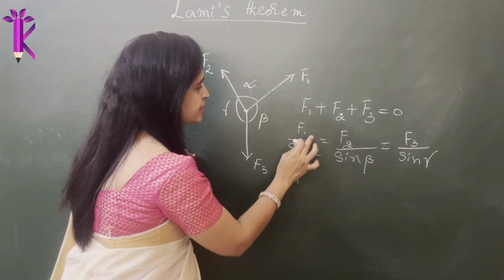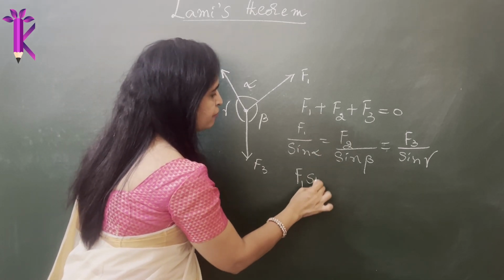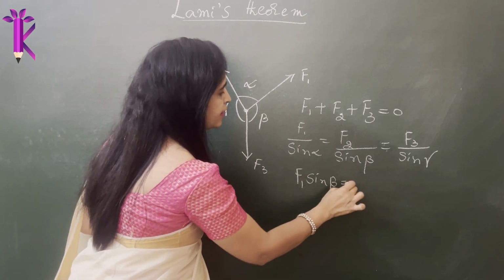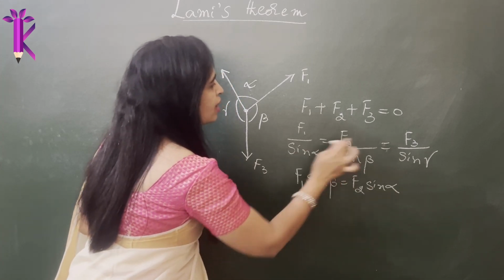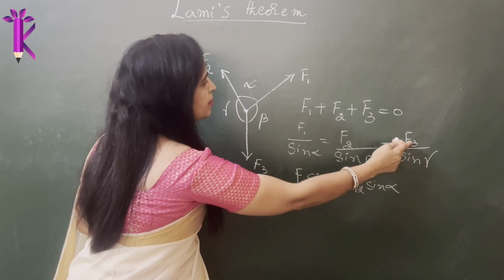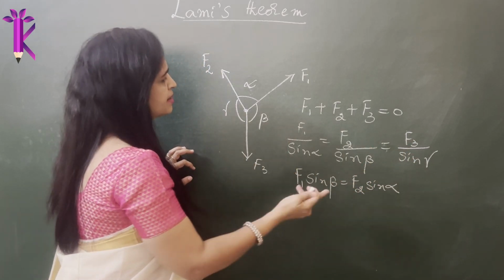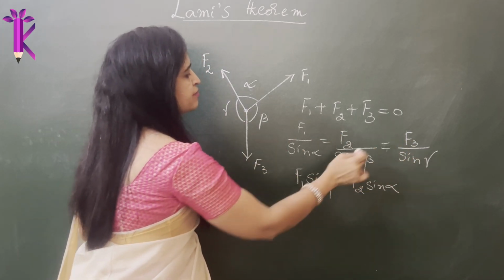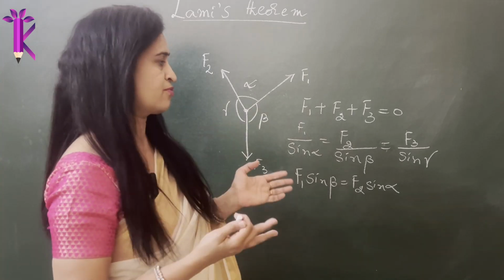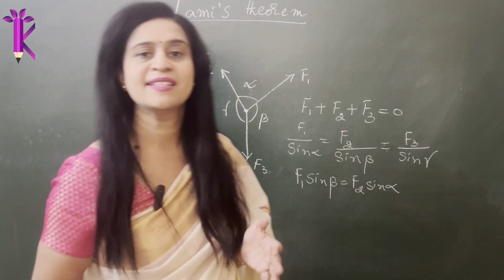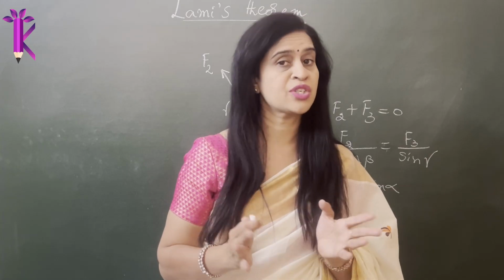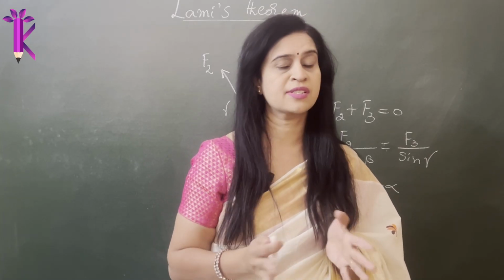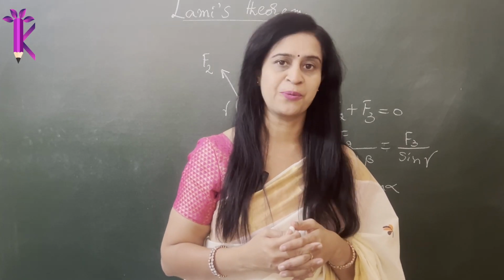You can also write it, if you cross multiply, as F1 sine beta equals F2 sine alpha. Similarly, you can have the relationship F1 sine gamma equals F3 sine alpha. Similarly, F2 sine gamma equals F3 sine beta. So these are the relations. If gamma, beta, alpha are given, it is easy to figure out the forces. These are very essential and important, so this is something you must know.